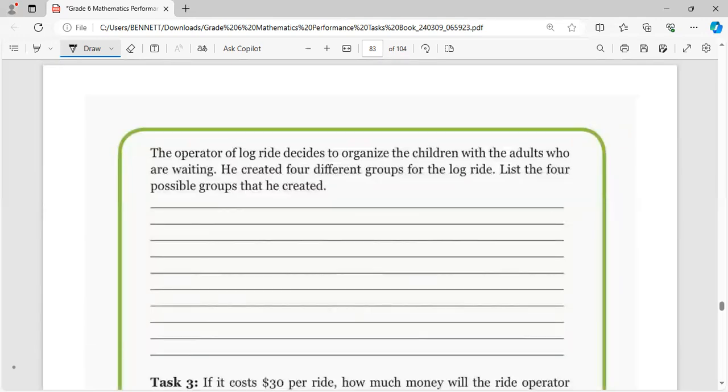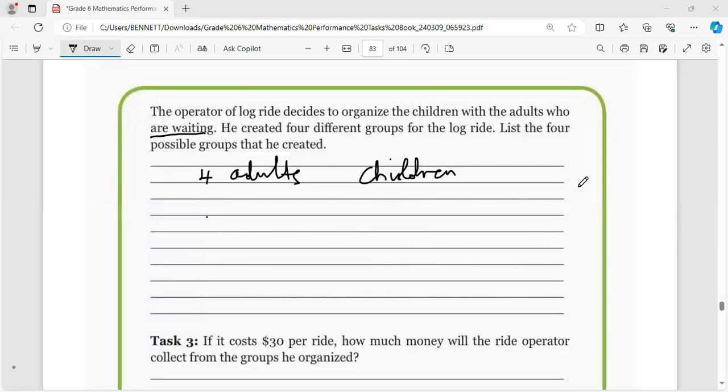All right, this one now, guys. It says the operator of the log ride decides to organize the children with the adults who are waiting. He created 4 groups for the log ride. List the 4 possible groups that he created. So now you should create the groups. Remember, the 4 adults, they are already in there, right? So he said they organize the children with the adults who are waiting. So 4 adults are already waiting. So now it's your job to arrange the number of children that can hold based on that.